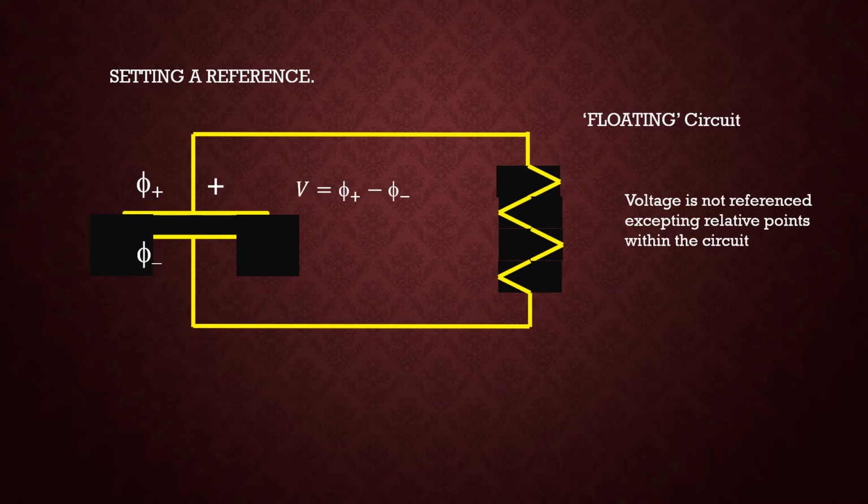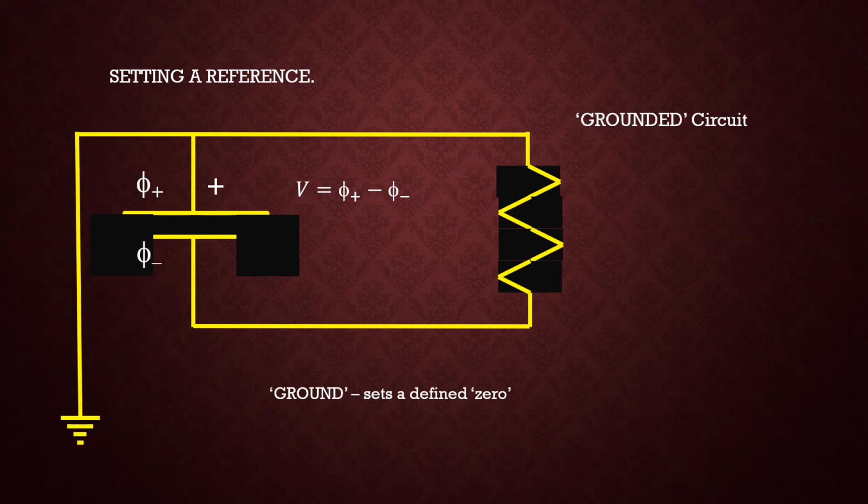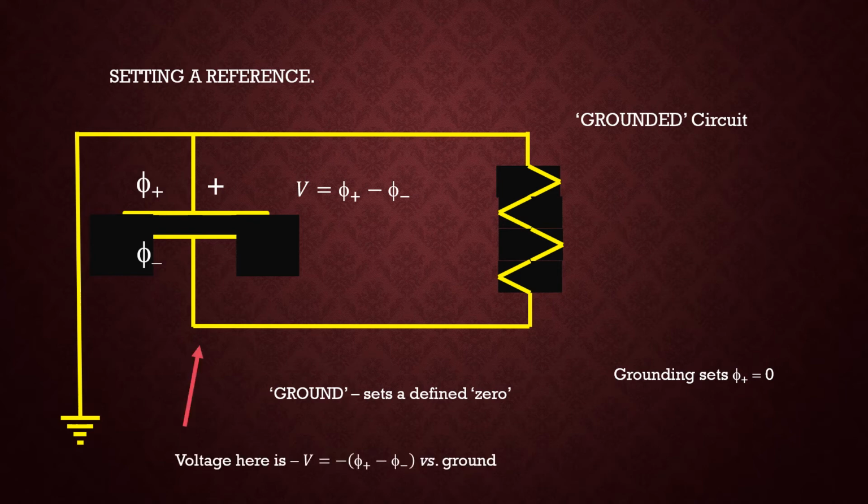I can put the ground position anywhere. So for example, I can attach the ground to the phi plus side of the circuit, in which case I would now set phi plus equal to 0, and in so doing I would in effect create a negative power supply, minus V.